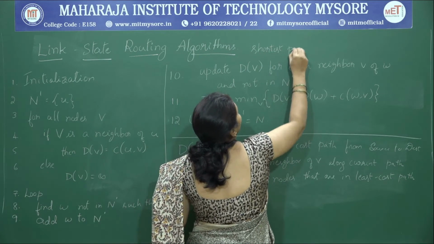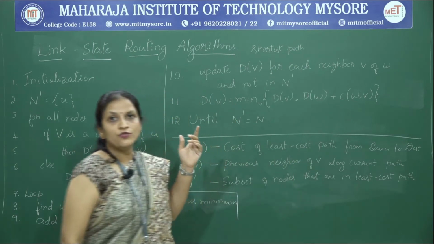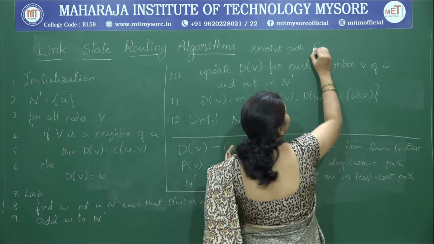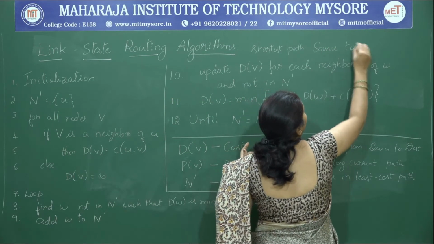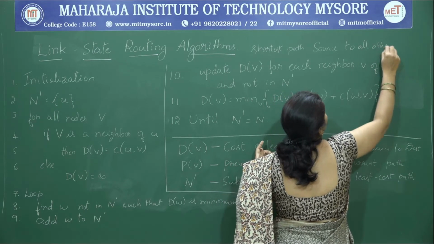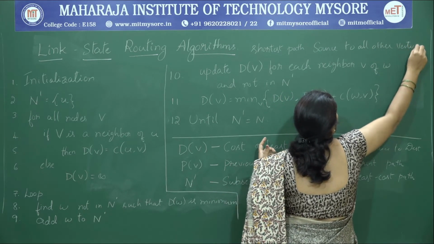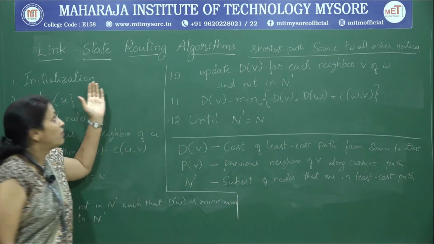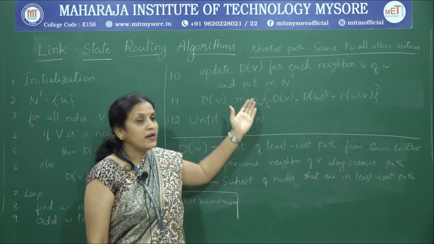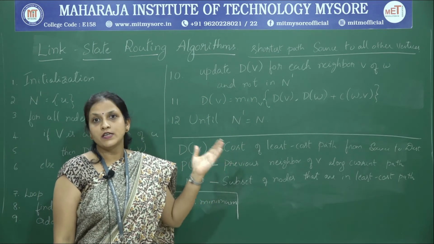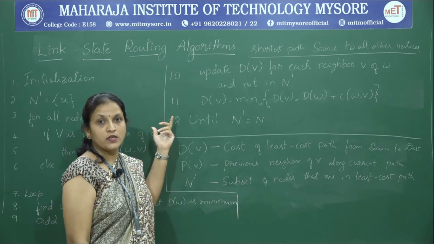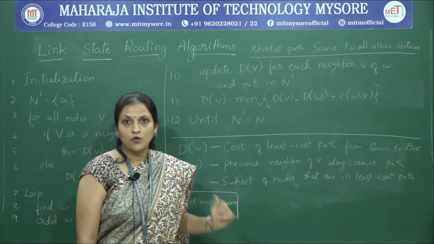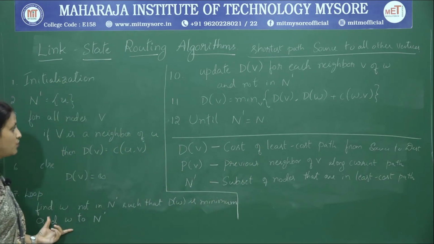Okay. We are going to make use of this algorithm to find the shortest path or least cost path from a source to all other vertices in the graph. Okay. So, with the help of link state routing algorithm, we can find the shortest path or least cost path from a source router to all other routers which are there in the network. Okay. This is the algorithm which we have.